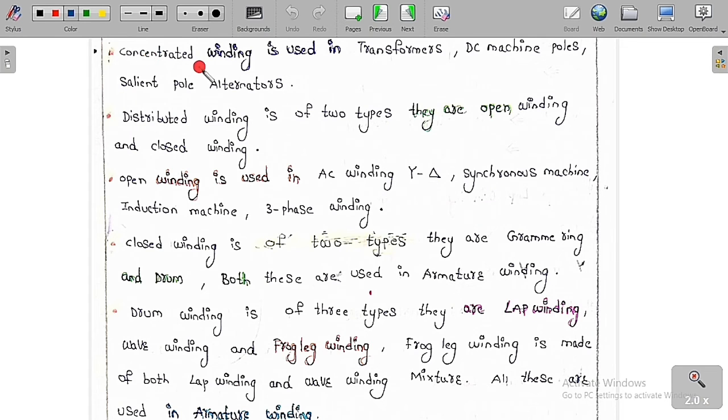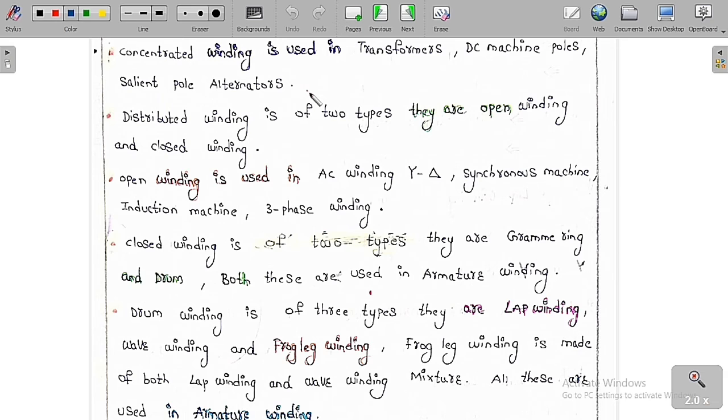Now we are going to discuss the concentric winding. Concentric winding is used in transformers, DC machine poles and salient pole alternators. So we are going to use this type of concentric winding in transformers, and also in DC machine poles and salient pole alternators.